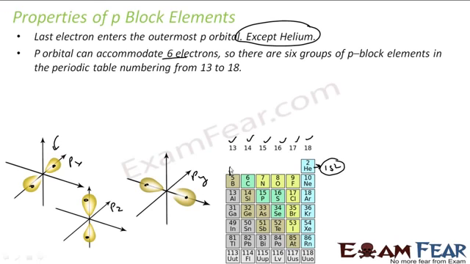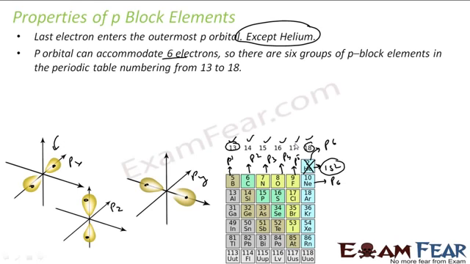In this case, I have p1, only 1 electron in the p orbital. This is p2, 2 electrons in the p orbital. p3, 3 electrons. p4, 4 electrons. p5, 5 electrons. And here it is p6. Helium is the exception anyway, you can ignore helium. Apart from this, everything is p6. And that's why we have 6 groups, and the numbers of the groups are 13 to 18.